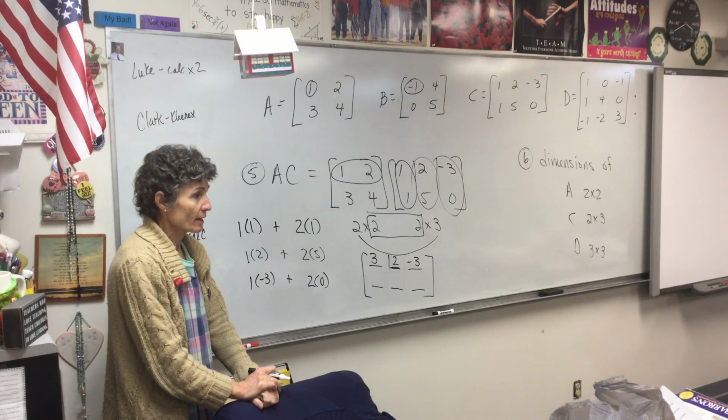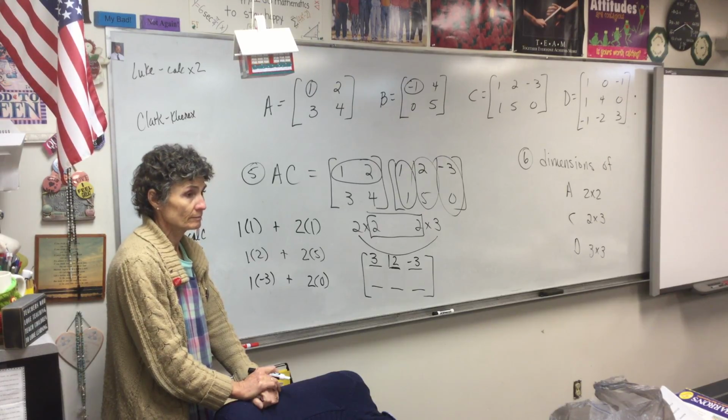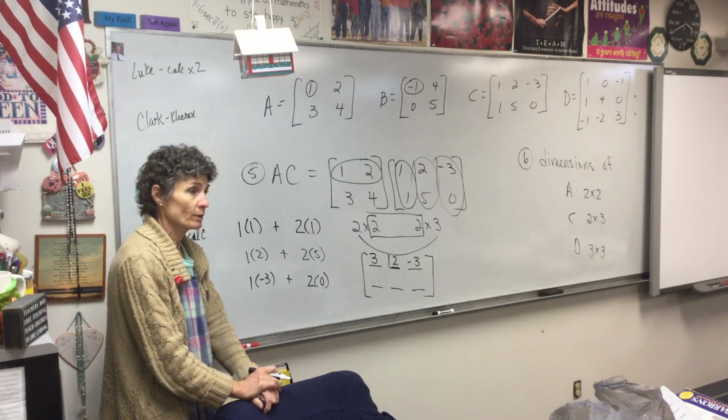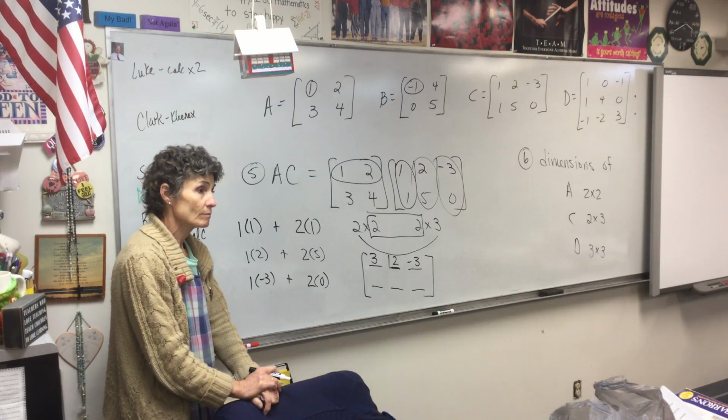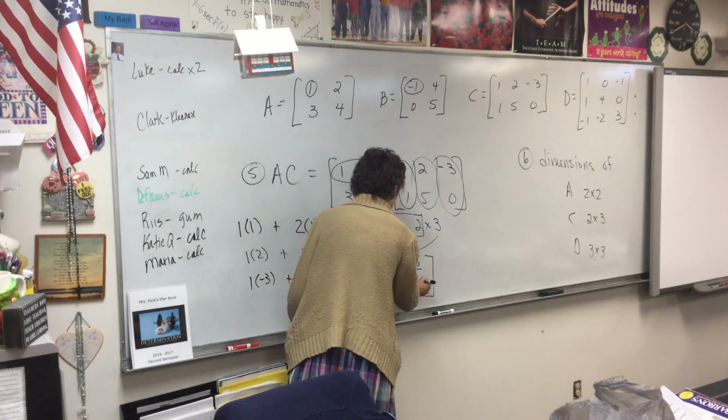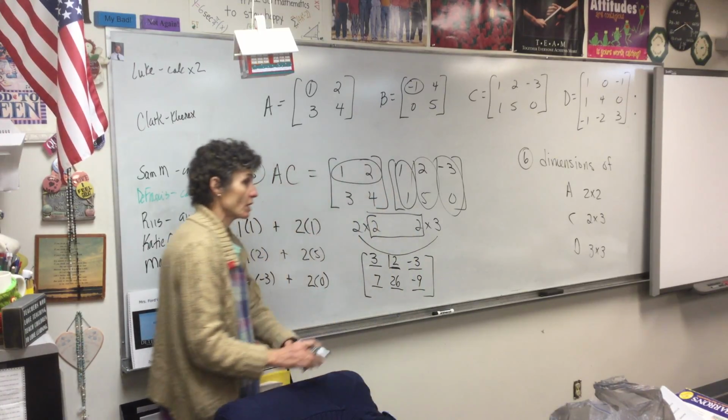There's a lot to keep track of. Are you keeping track of it all? You got the bottom row done? I know some of you are working ahead. What's the bottom row? 7, 26, -9. Can I believe Jonathan?